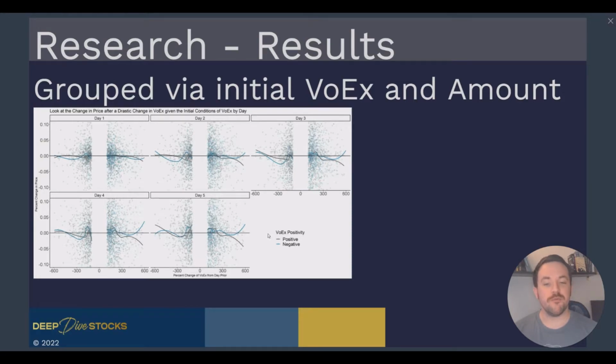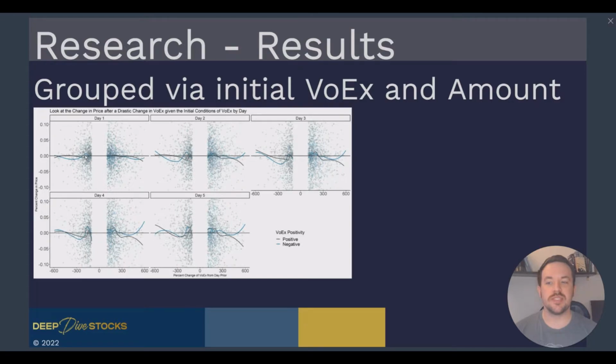So, for instance, if we had an initially positive VoEx that experienced a spike of, say, 600, then on day 1, since it's a positive spike, we look at the gray line and go to 600, since it was a positive spike of 600, and we see that negative returns would be expected. On day 2, even greater negative returns. On day 3, negative returns again. Day 4, negative returns again. And on day 5, negative returns again.